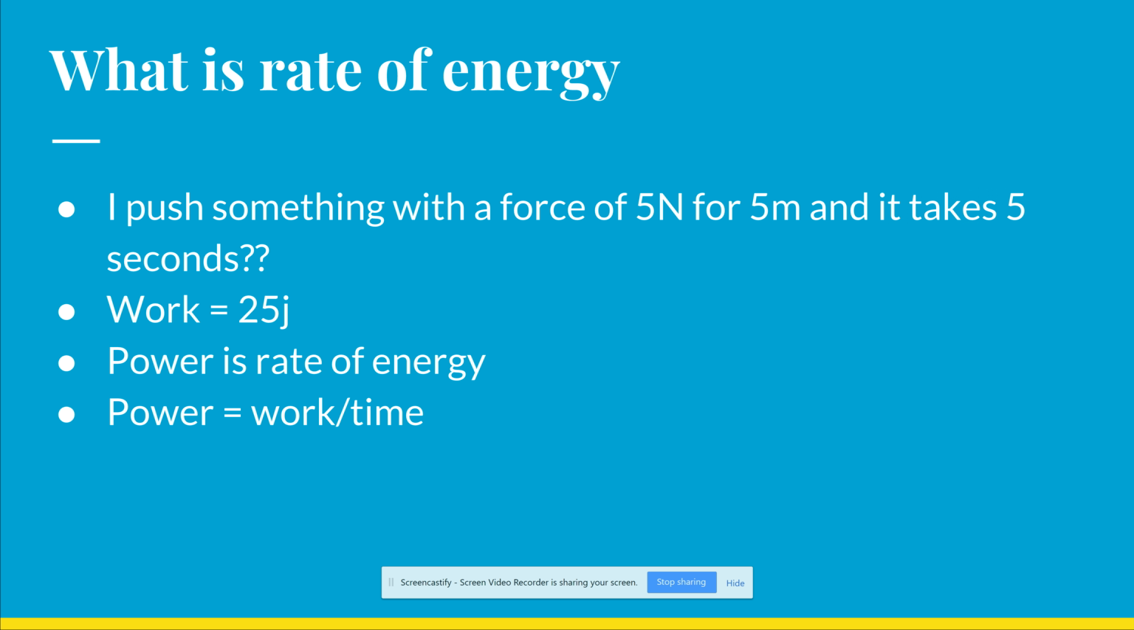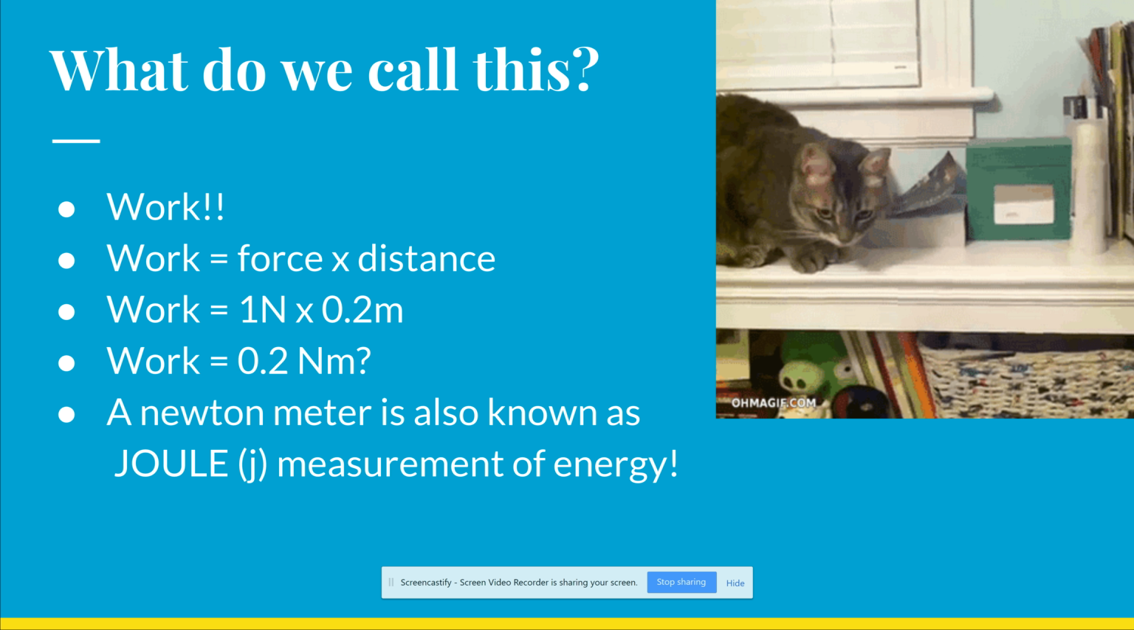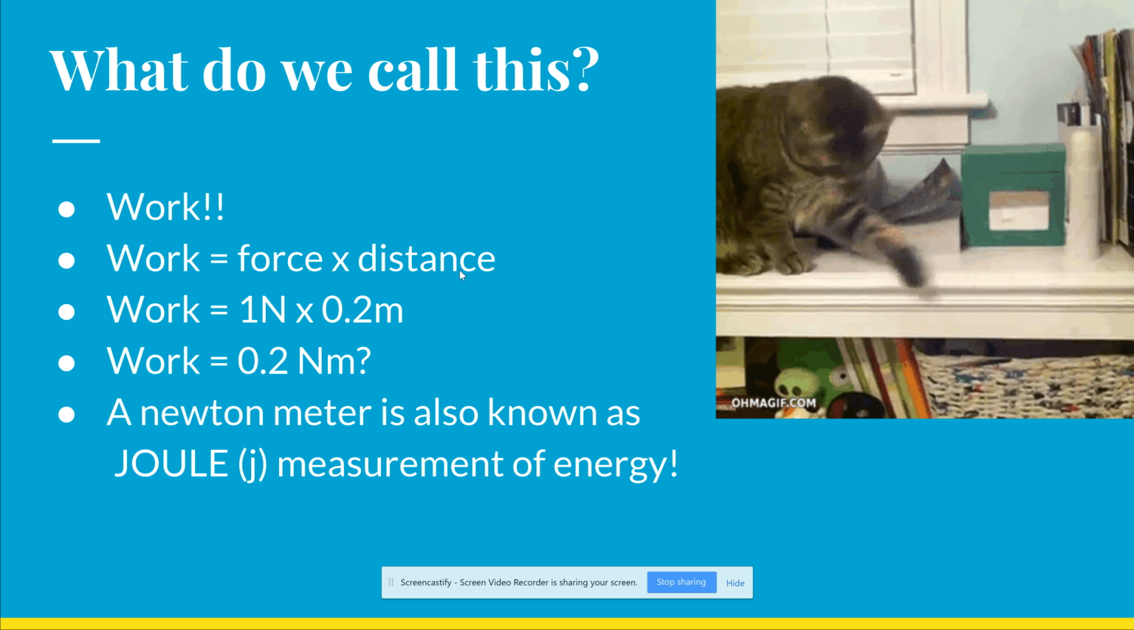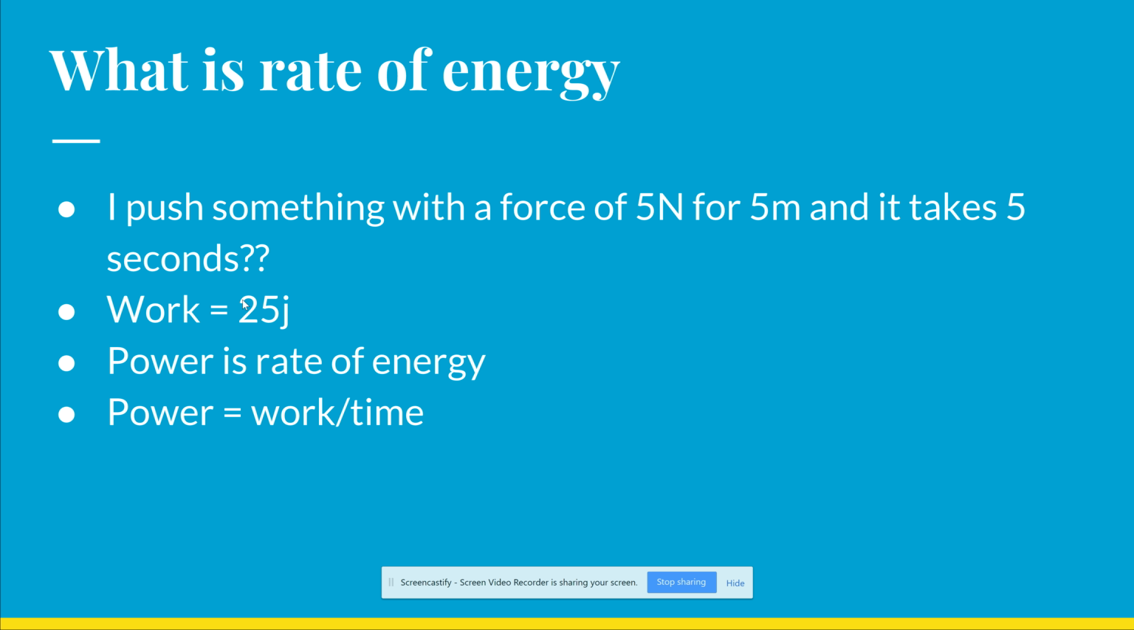Okay? Now, moving on to what is rate of energy. So imagine that I'm pushing something with a force of 5 newtons for 5 meters, and it takes me 5 seconds. Okay, how do we do this problem? This is a problem that we're going to have to be able to do. Okay, well, we know that the work would be 25 joules because we multiplied 5 newtons by 5 meters, right? Work is force times distance. Force times distance, 5 times 5, 25 joules.